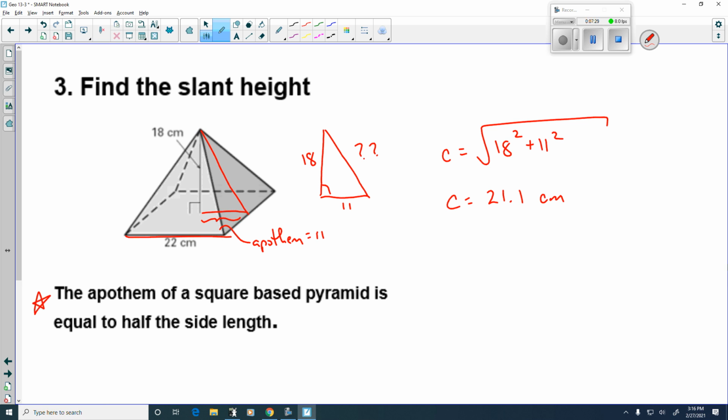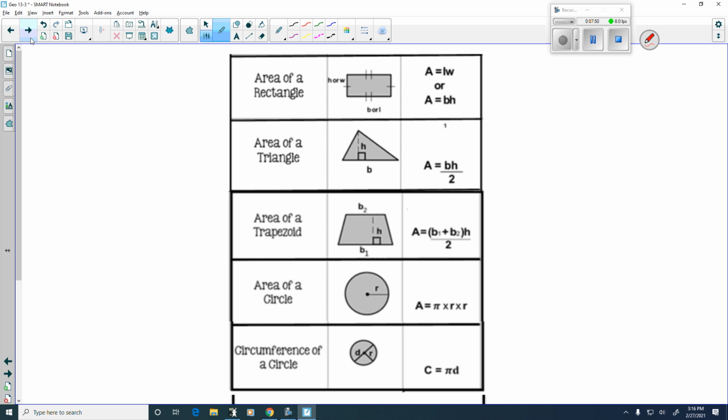So the biggest trick, of course, is seeing if you can take the three-dimensional object and just extract a right triangle out of it, and be sure that you're labeling it correctly so you know if you're trying to find the slant height, which is this diagonal part, or the hypotenuse, or if you're trying to find the altitude, which is going to be this distance right here. There are the formulas again on the back of your notebook if you need them.